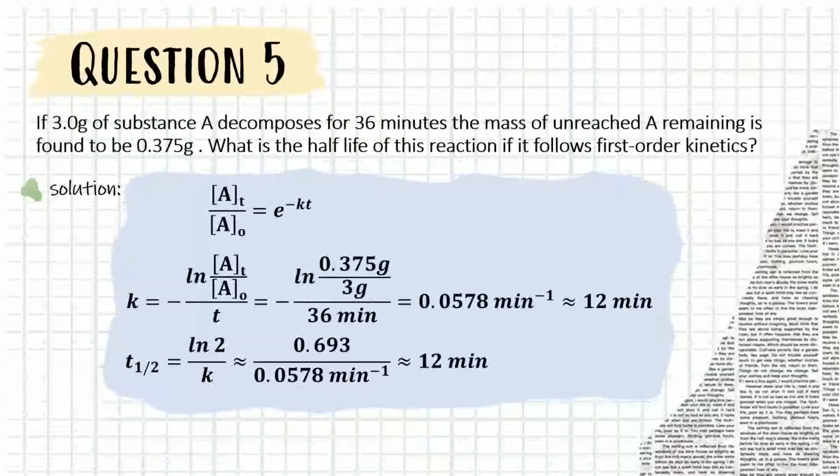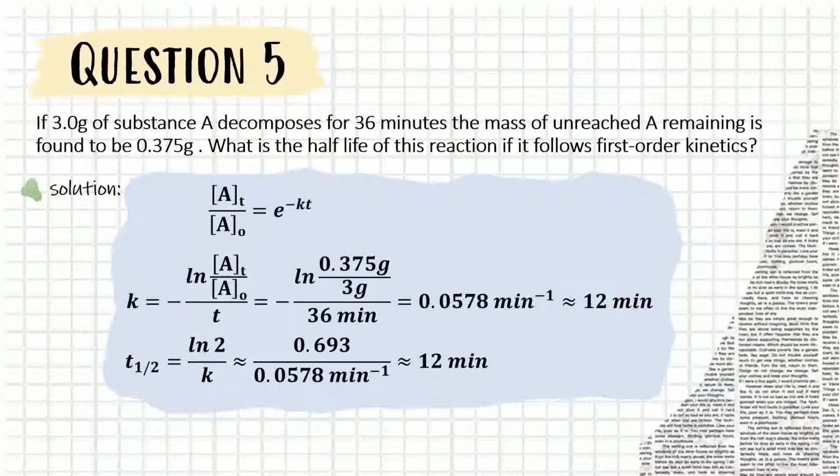For question 5, if 3 grams of substance A decomposed for 56 minutes, the mass of unreacted A remaining is found to be 0.375 grams. What is the half-life of this reaction if it follows first-order kinetics? If you look at the solution, the original equation for first-order kinetics is concentration final equal to concentration initial times e to the power of negative kT.